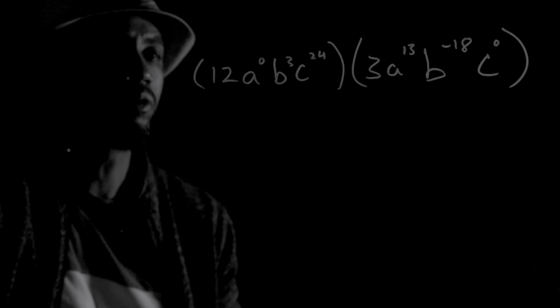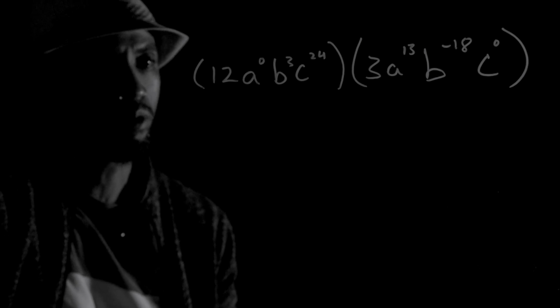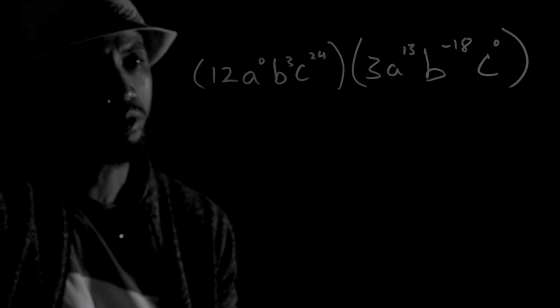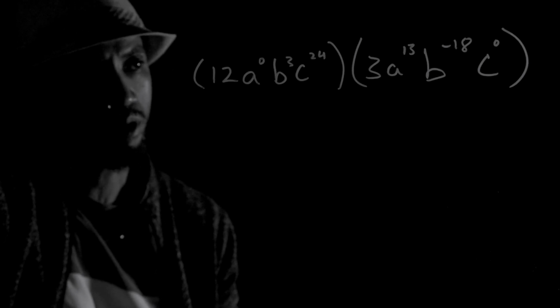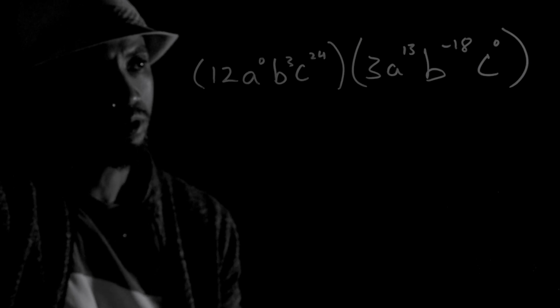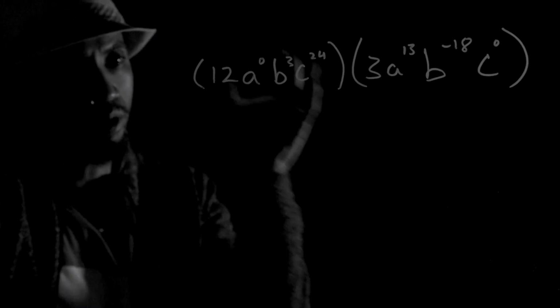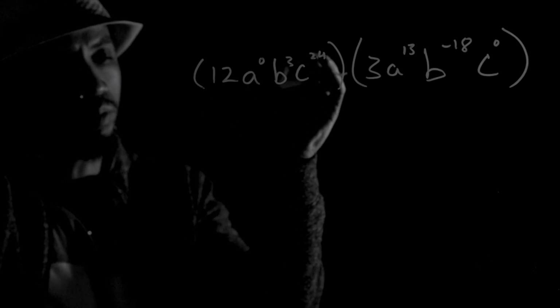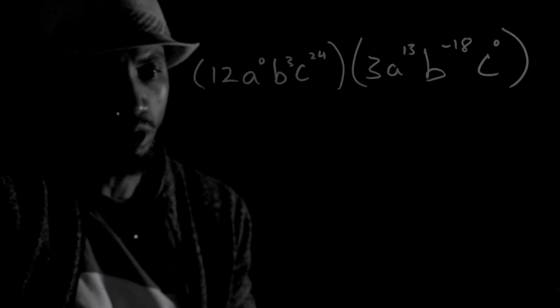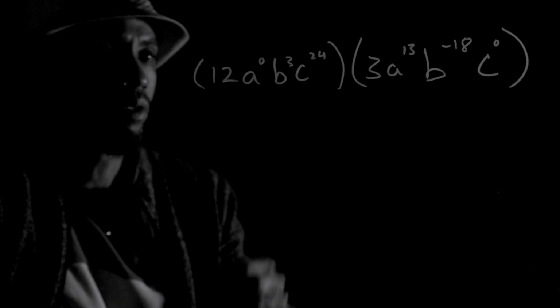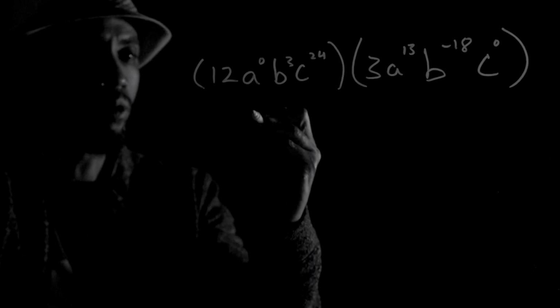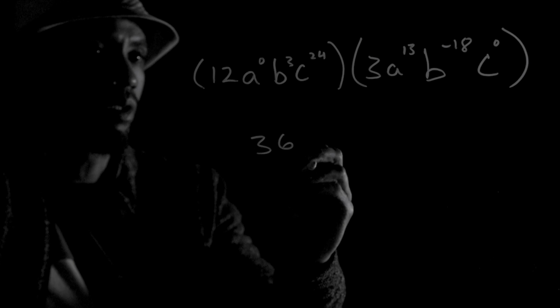Okay, 12a raised to the 0 power, b to the 3rd power, c to the 24th power, 3a to the 13th power, b raised to the negative 18 power, c to the 0 power. Okay, we're going to multiply this monomial times this monomial and follow the laws of exponents that we learned. The coefficients, 12 and 3, we're multiplying. Okay, that's 36.